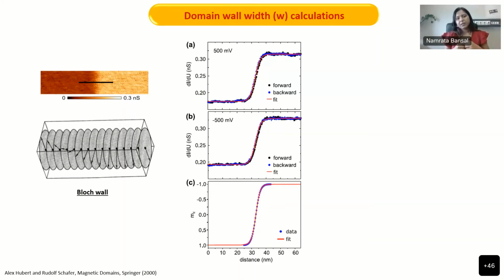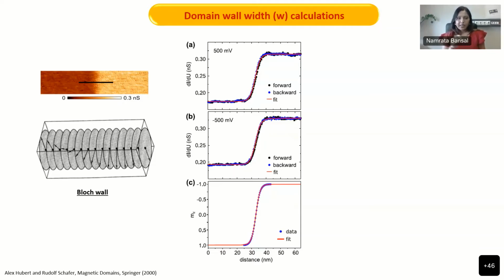What we have observed here is that the forward and backward scans coincide in both cases, which explains that there is no interaction between the tip and the magnetic domain walls, so there is no shift during the scanning, which is a very nice thing. This red line is the average profile fitting, which is calculated by taking the tanh, and we can calculate the value of domain wall width here.